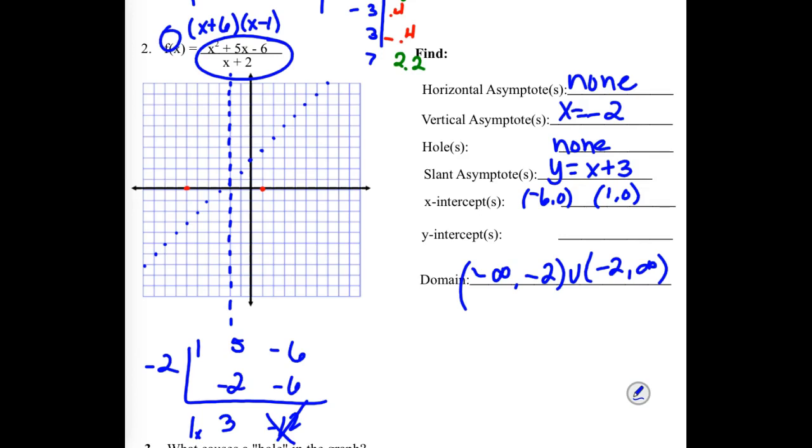All right, Y-intercepts. The value for Y when X is 0. Well, if I put zeros in for all of my X's, anything with an X is going to go away. I end up with -6 divided by 2. So -3.